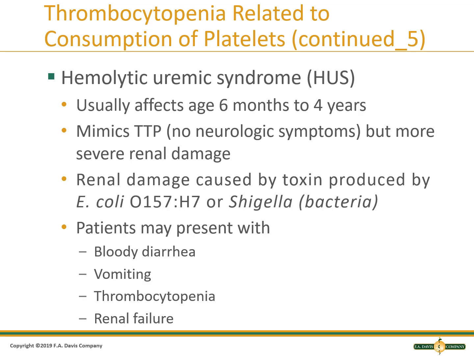Treatment for TTP is corticosteroids and plasma exchange, which needs to be cryopoor in order for that to be a treatment. Another condition related to the consumption of platelets is hemolytic uremic syndrome, or HUS. It usually affects ages 6 months to 4 years of age. It mimics the TTP, but there are no neurological symptoms. It's more of severe renal damage. The renal damage is caused by a toxin that's produced by E. coli O157 or Shigella, which is another type of bacteria, a GI pathogen. Patients may present with bloody diarrhea, vomiting, thrombocytopenia, and renal failure.